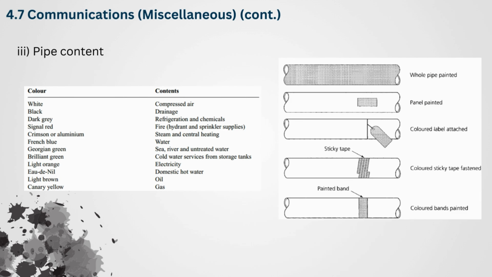And lastly is on the pipe content. So over here, the color indicates what type of content is traveling in the pipe. So as you can see from the figure on the right, these are the different methods that these pipes are colored. So firstly is the whole pipe is painted. Next is just the panel, and then it's just the colored label and sticky tape, and lastly is colored bands.